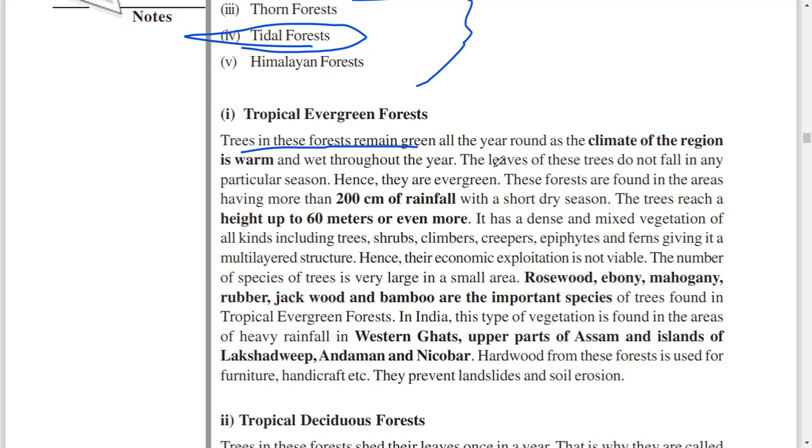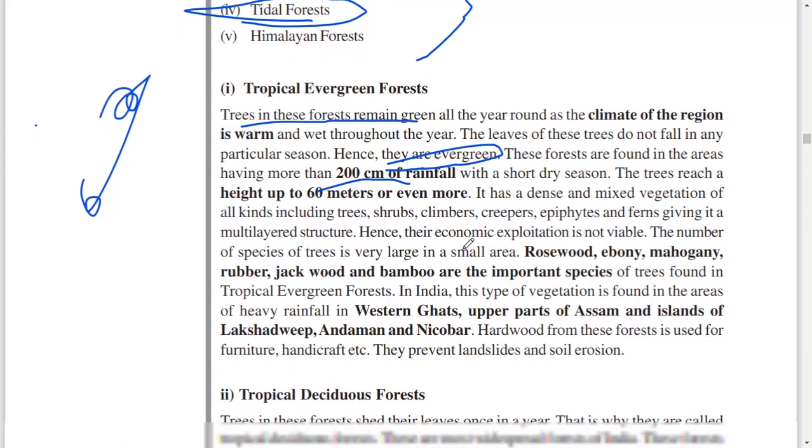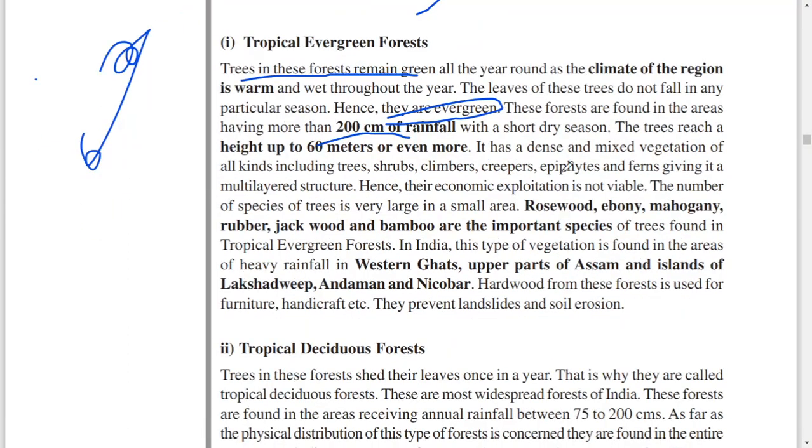The leaves of these trees do not fall in any particular season. Hence, they are evergreen. These forests are found in the areas having more than 200 centimeters of rainfall with a short dry season. The trees reach heights up to 60 meters or even more. It has a dense and mixed vegetation of all kinds, including trees, shrubs, climbers, creepers, epiphytes and ferns, giving it a multi-layered structure. Hence their economic exploitation is not viable.